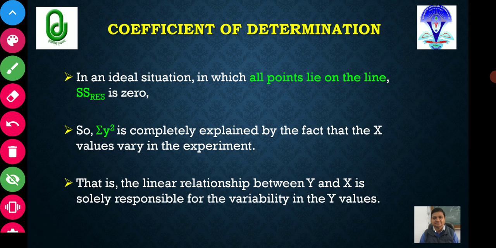Now, in an ideal situation in which all points lie on the line, the sum of squares due to error, I have already told you, when there is a straight line, all the variation is getting explained by the independent variable. So in that case there will not be any error. So the sum of squares due to residual, meaning error, you can also say is 0.